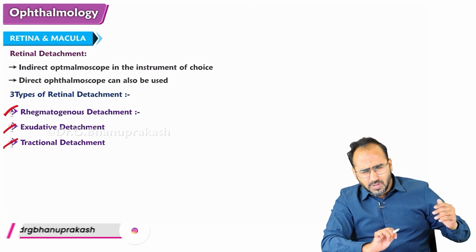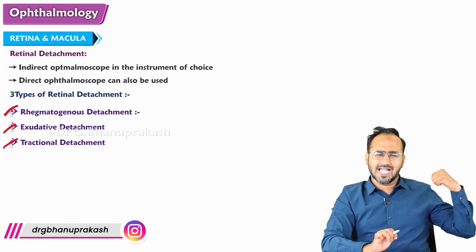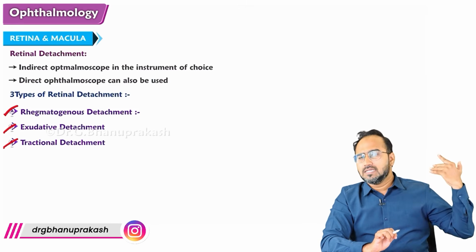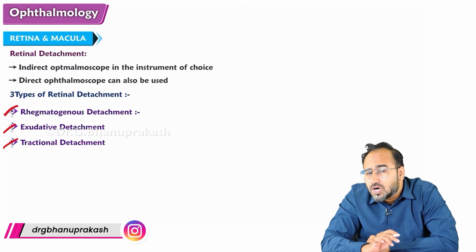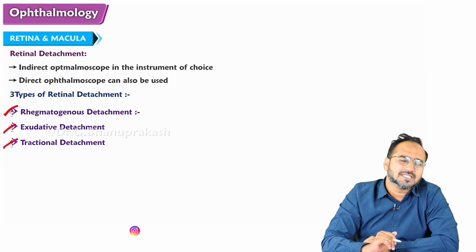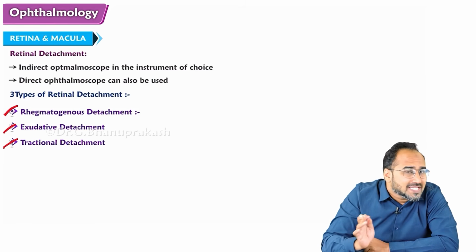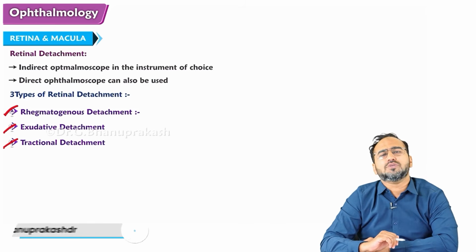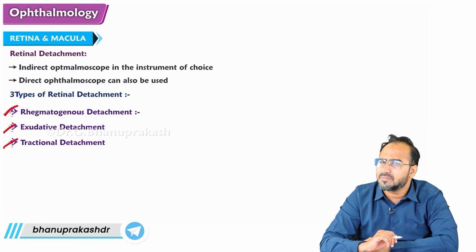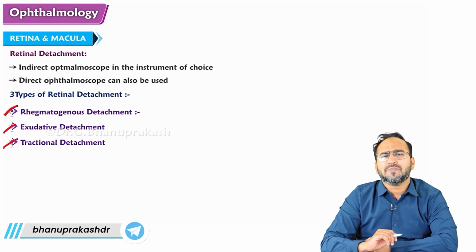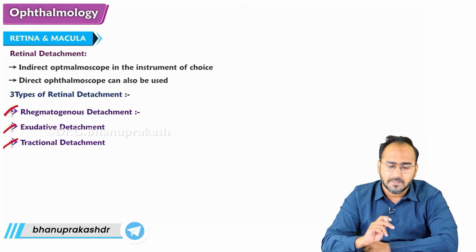Imagine, guys, I was going on a road and had a trauma to the eye. What will happen? Due to trauma, I might develop a retinal detachment, which is called rhegmatogenous retinal detachment. Myopics are at higher risk of developing rhegmatogenous detachment. Why, sir? Why are myopics at higher risk?